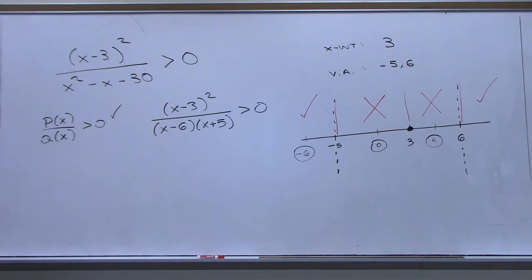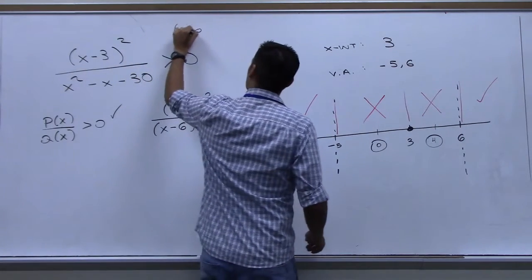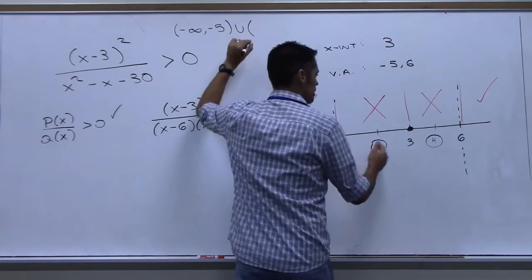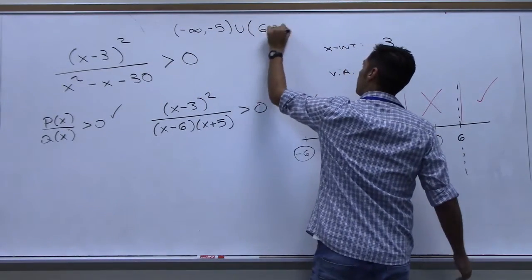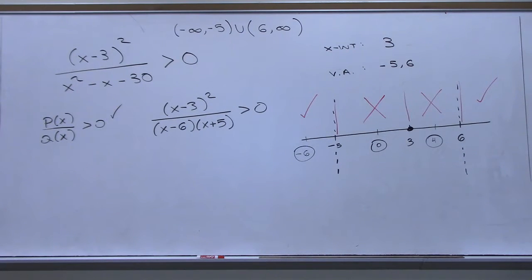Answer: negative infinity to -5, parenthesis, union, 6 to infinity. That's it. Is everybody catching on to this? Kind of get the idea?